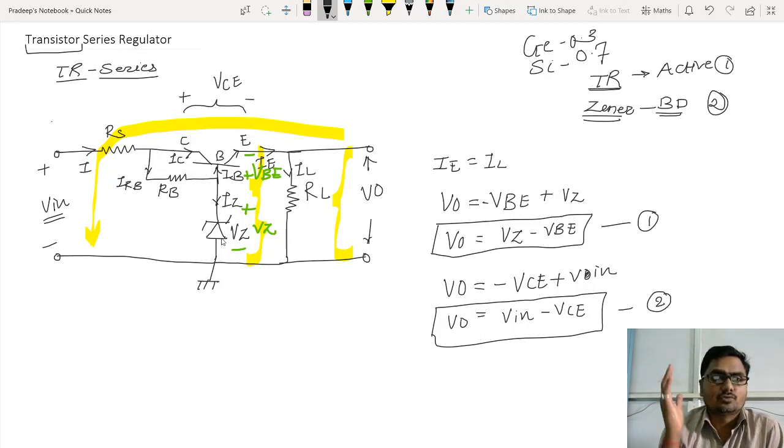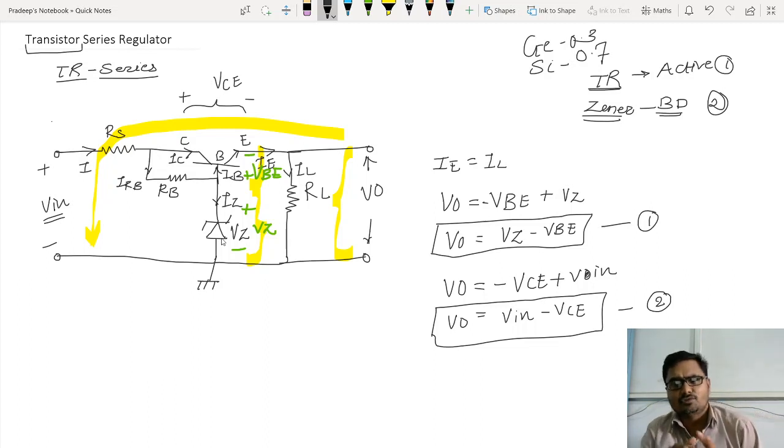I just want to tell you how this circuit will stabilize the output voltage, and that's why I have written another equation. Otherwise, we never use this Vin minus VCE equation. We just use this VZ minus VBE, which is most important because input side voltage is not considered if I am considering line regulation and load regulation. While considering load regulation, variations or fluctuations at the input side should not be considered. Right?